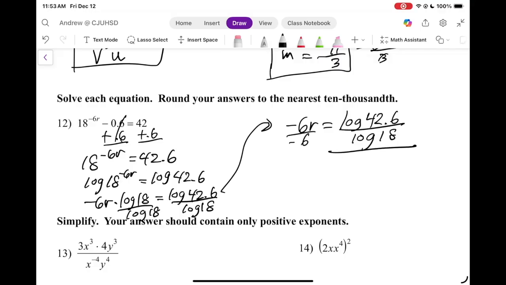So when you put this in a calculator, just keep typing divide. The log divided by the log divided by -6. And I'm punching it out on my calculator now.